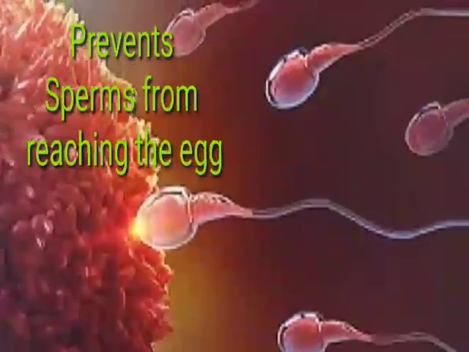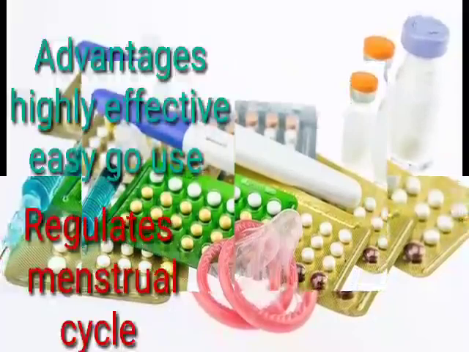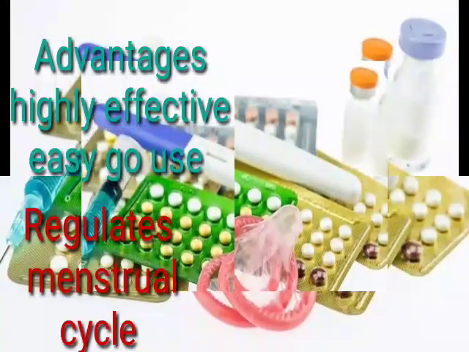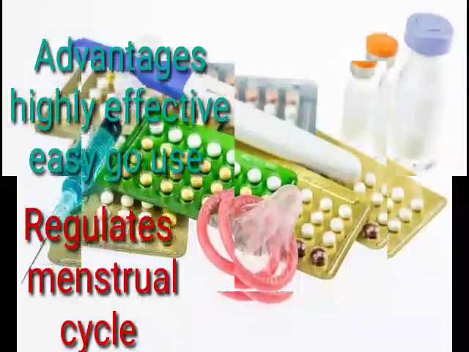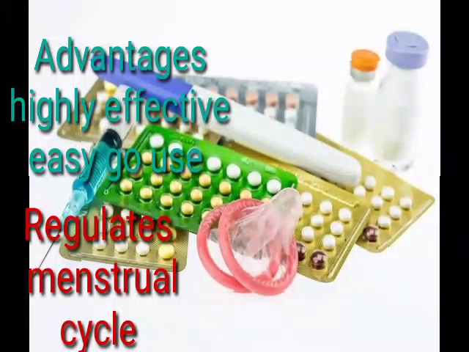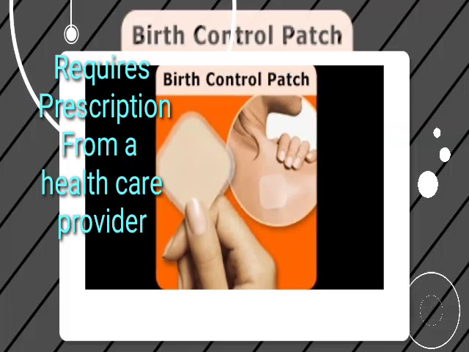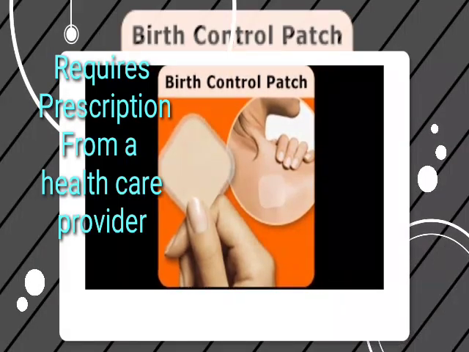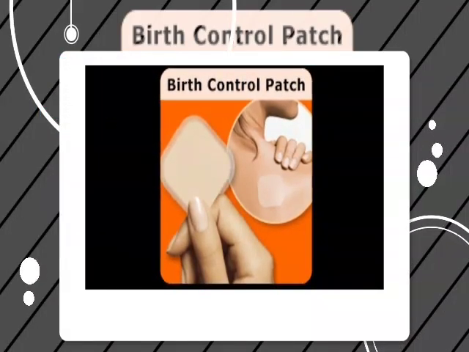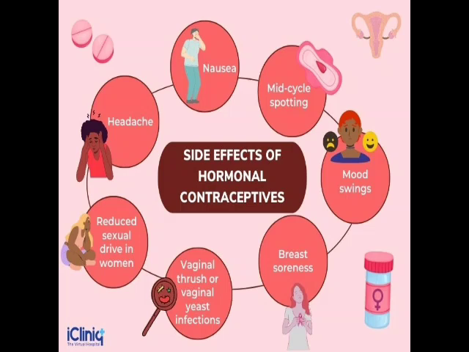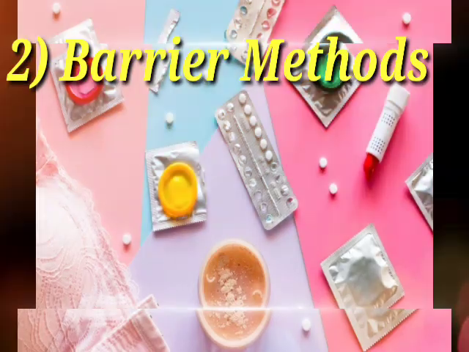Advantages: highly effective when used correctly. Easy to use. Reduces menstrual pain and cramping. Regulates menstrual cycle. Disadvantages: requires a prescription from a healthcare provider. Does not protect against sexually transmitted infections, STIs. Can have side effects such as nausea, weight gain, and mood changes. Some women may experience irregular bleeding.